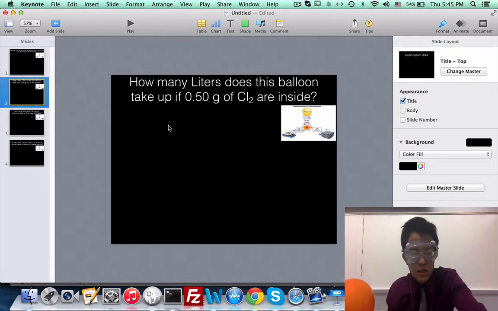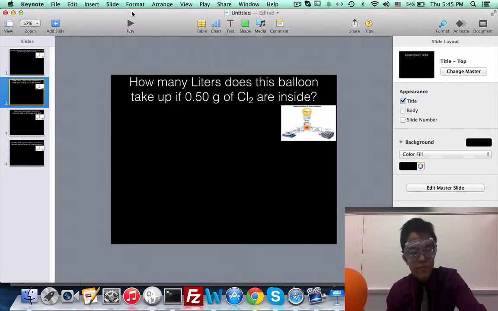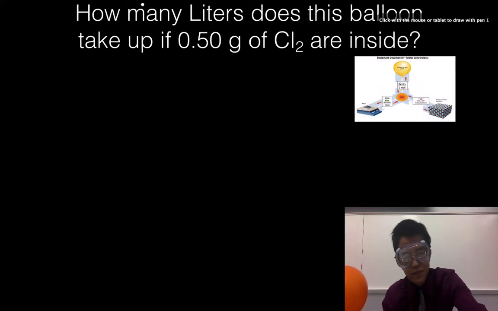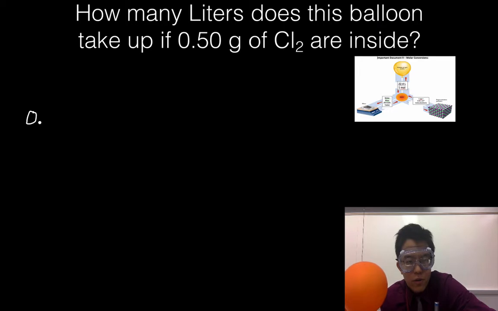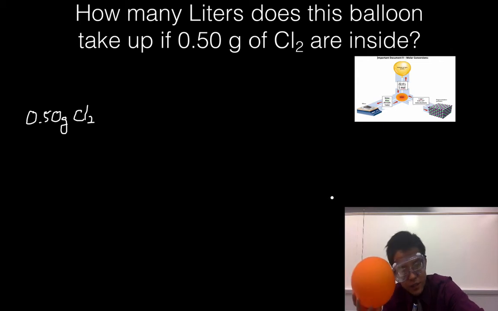So even if I estimate with a sphere, it's not a perfect example. Let's take a look at this one. Okay, so let me actually play this. All right, there we go. I've got 0.50 grams of Cl2 inside. That's what I know, and I want to know how many liters it takes up.